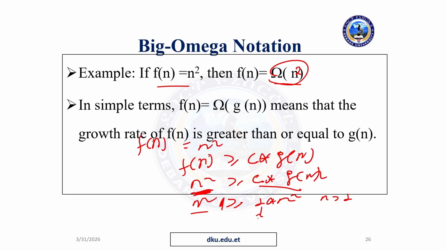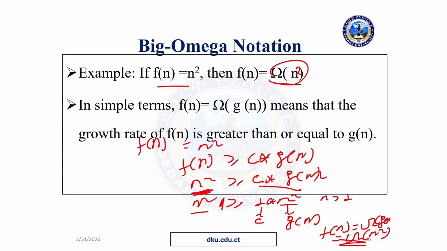So this one is c, the value of c, and this one is the value of d, the value of g of n. Which means f of n is equal to omega of g of n. So f of n, which is equal to the value of g of n, is n square. So f of n is equal to omega of n square.